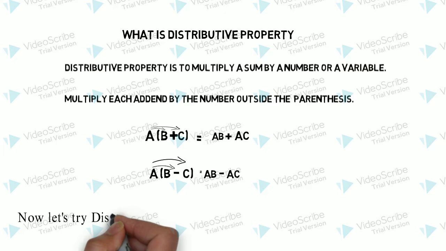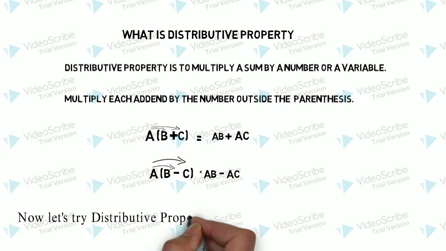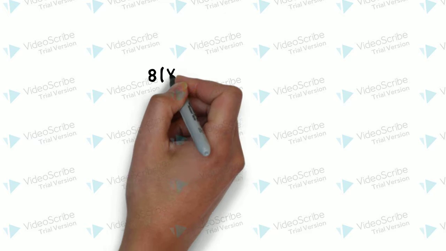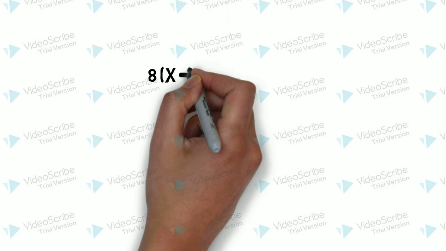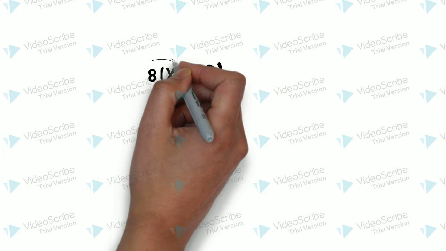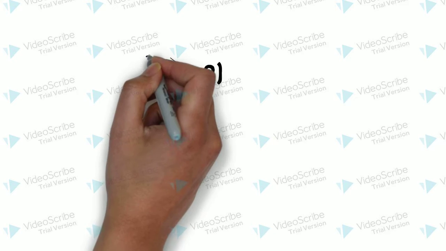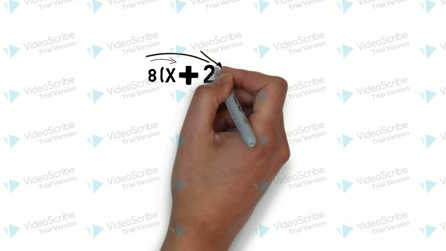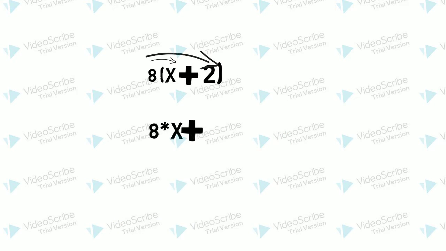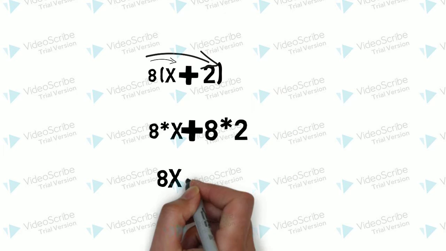Now let's try distributive property with real numbers and variables instead of just using A, B, and C. Let's take another example of 8 times the quantity of x plus 2. First you distribute 8 to x, and then you distribute 8 to 2. So you get 8 times x plus 8 times 2. Then you get 8x plus 16 when you simplify. Make sure you simplify at the end.